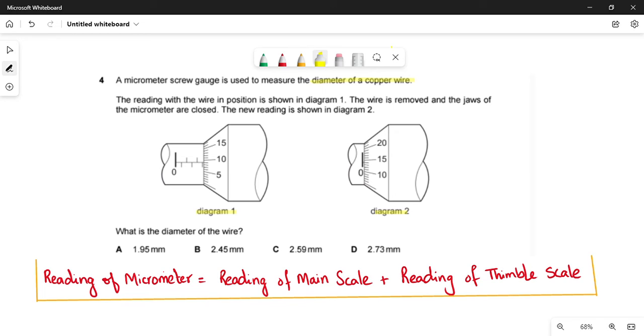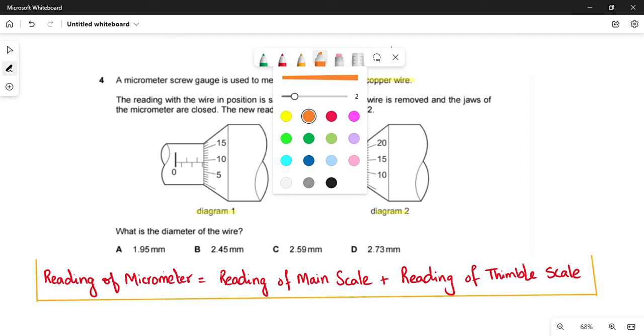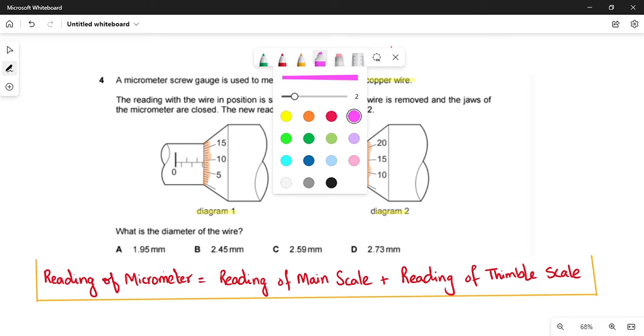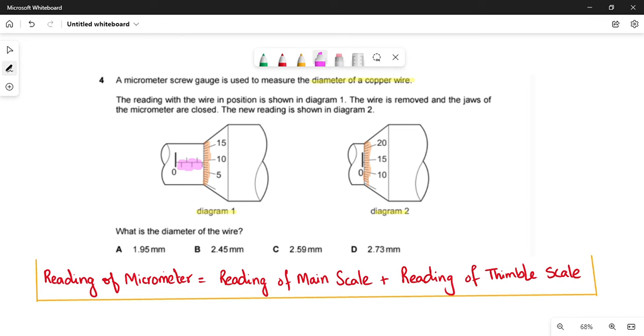So the first thing I want to clear is which one is the thimble scale and which one is the main scale. So basically this one is your thimble scale. Okay, this is the thimble scale. And this is your main scale. I'm going to mark them as well, just for your clarity: this is the thimble scale, and this one is the main scale.